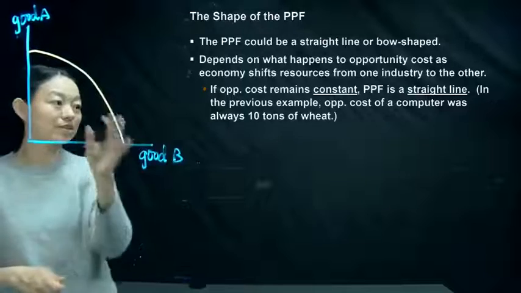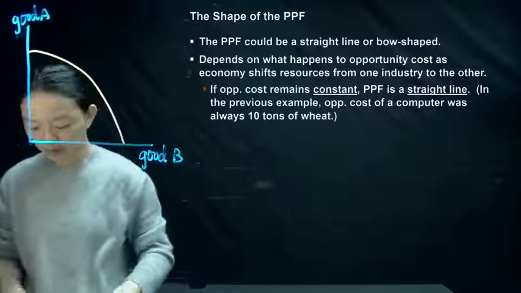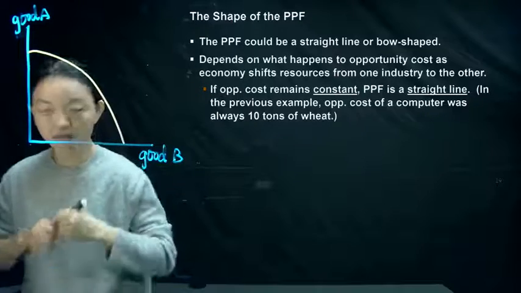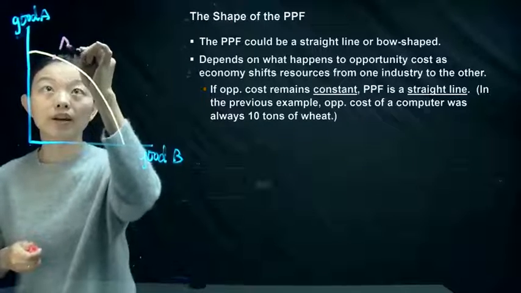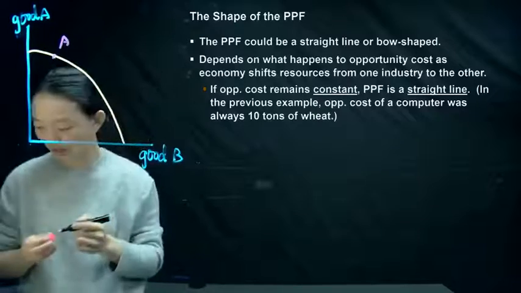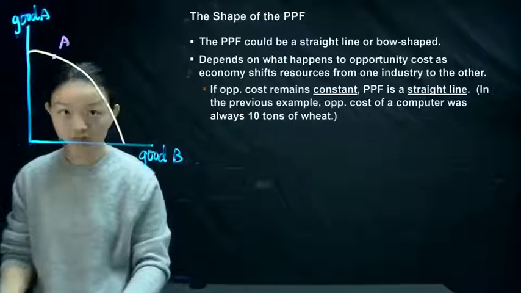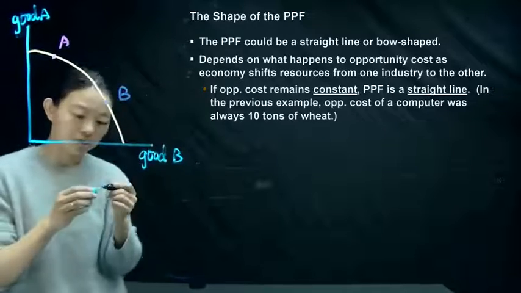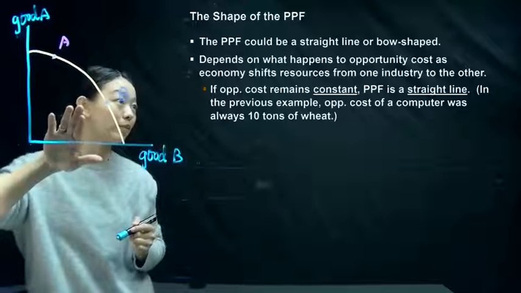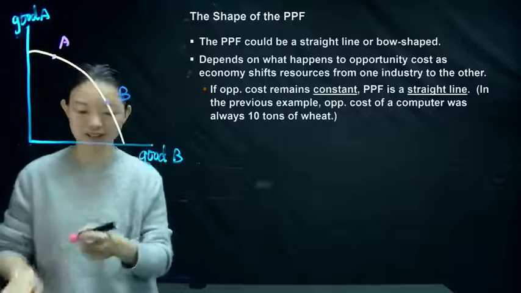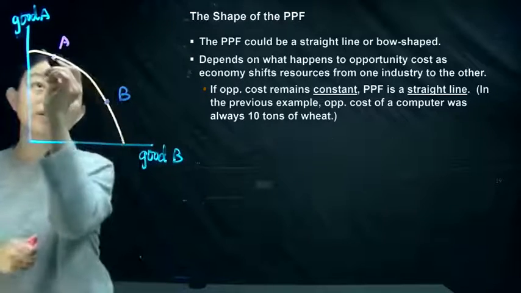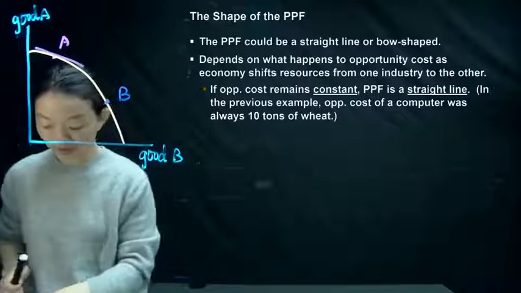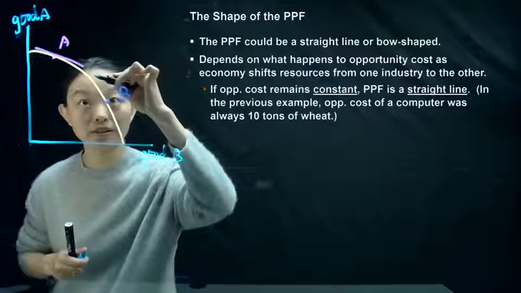If the PPF is like this shape, what will happen? So I will just put 2 points, okay? Point A, and I will give you another point, point B. So look at point A and point B. First, I need you to draw a tangent line. For point A, you draw a tangent line, and then at point B, you also draw a tangent line.